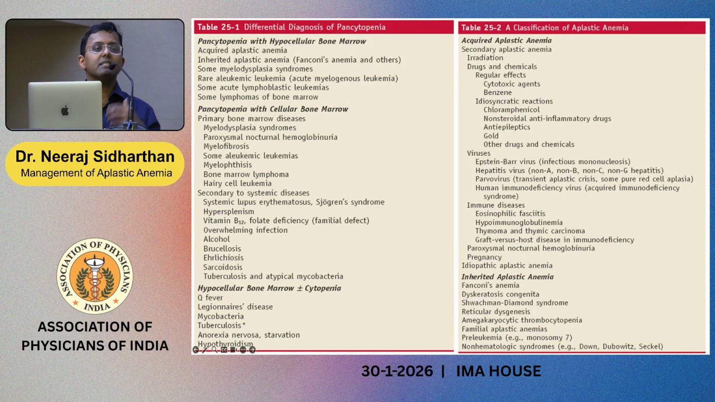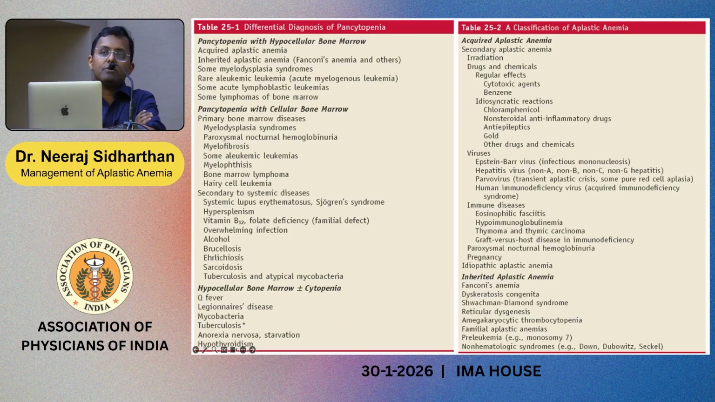So the classic teaching is that if you have a pancytopenia, then you differentiate as pancytopenia with a hypocellular marrow or pancytopenia with cellular marrow. And of course, the aplastic anemia comes under those with hypocellular marrow. It is also important to remember that sometimes acute leukemias also present with hypocellular marrow and pancytopenia. And sometimes lymphomas like hairy cell leukemia, hypoplastic acute myeloid leukemia, all these can present with hypocellular marrow.